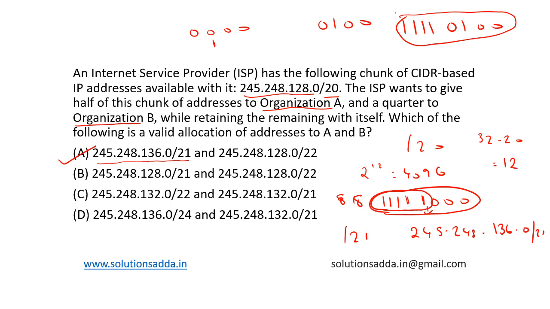Here we are performing OR operation with 128. 128 means 1 0 0 0 0 0 0 0. So once we perform the AND operation, we will get 128.0. So the correct answer here is option A.